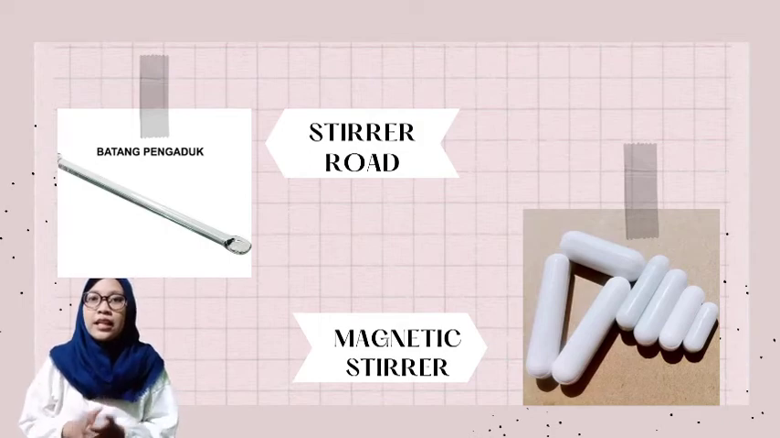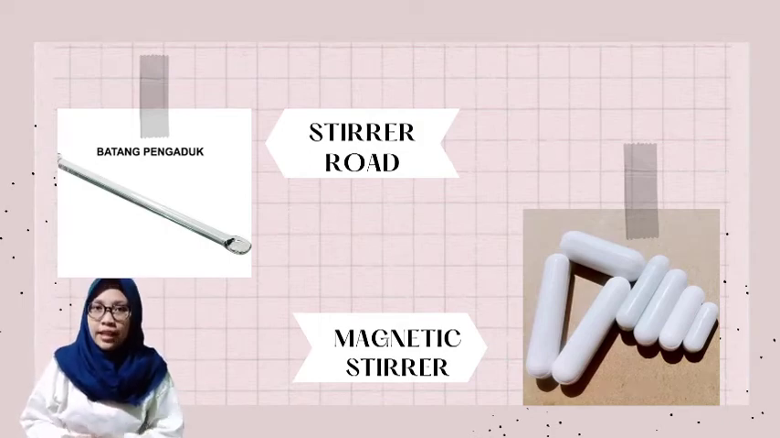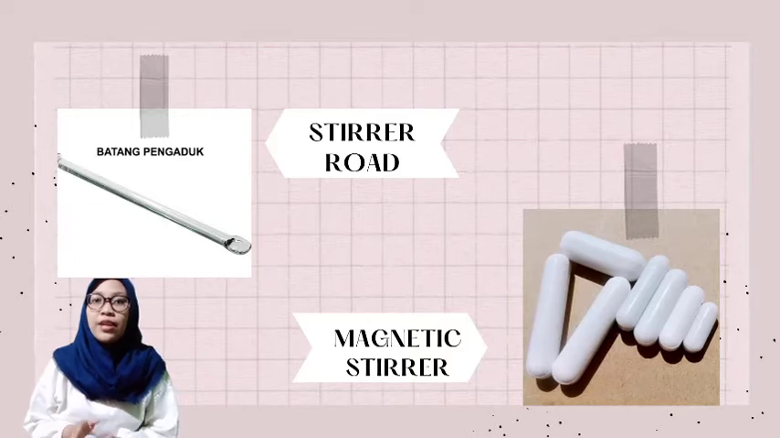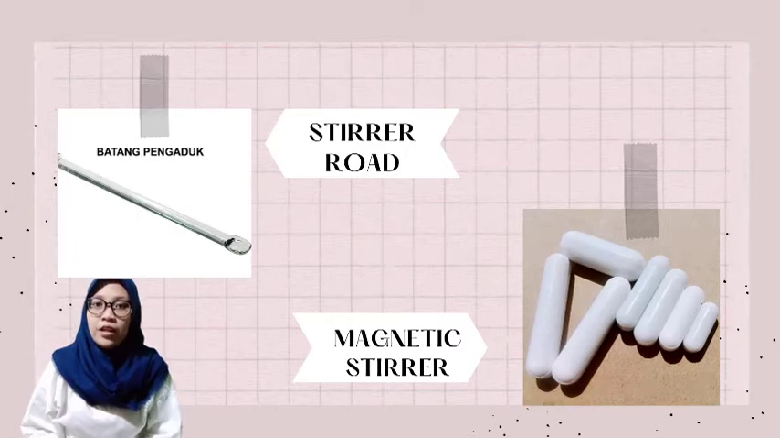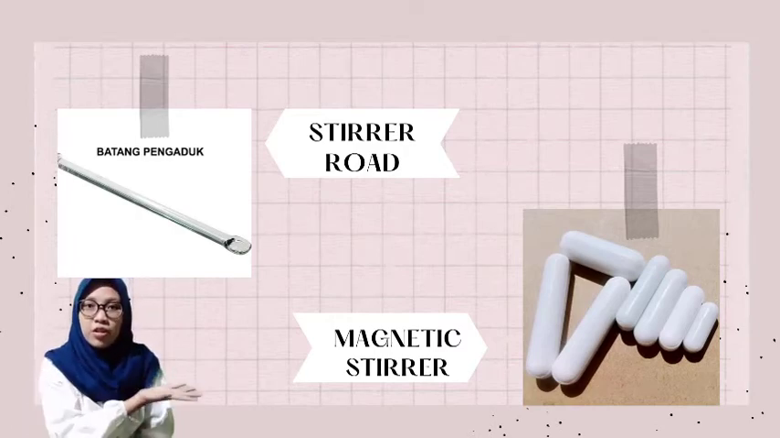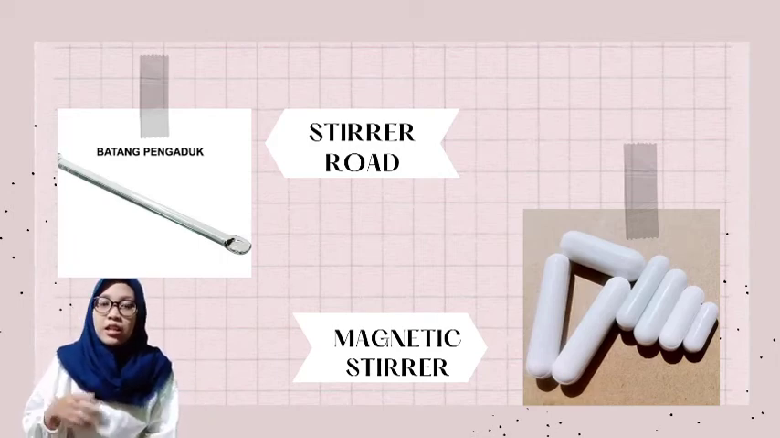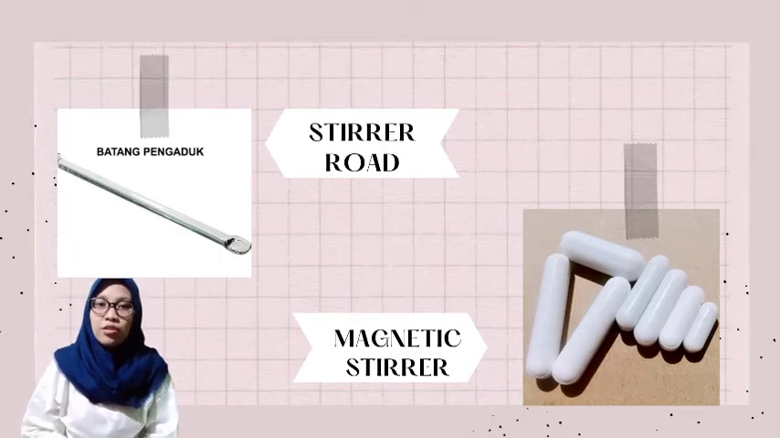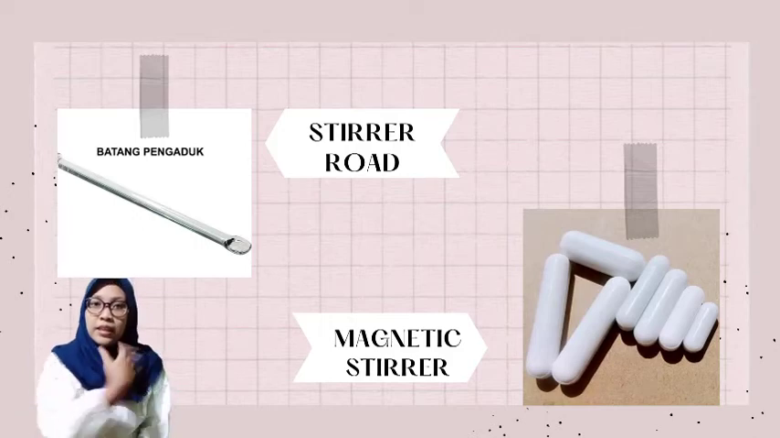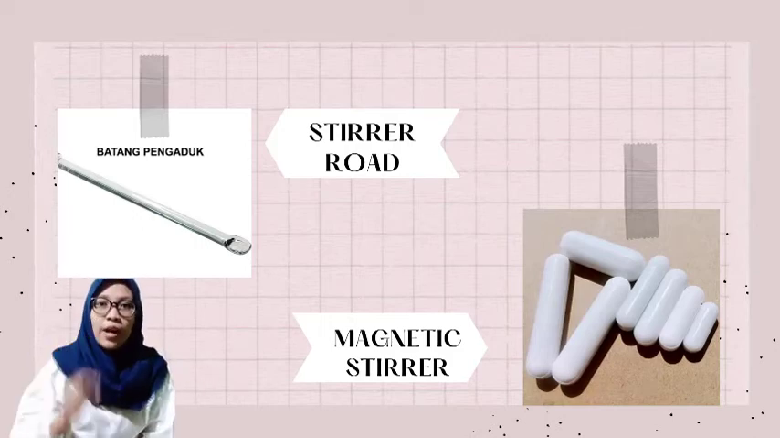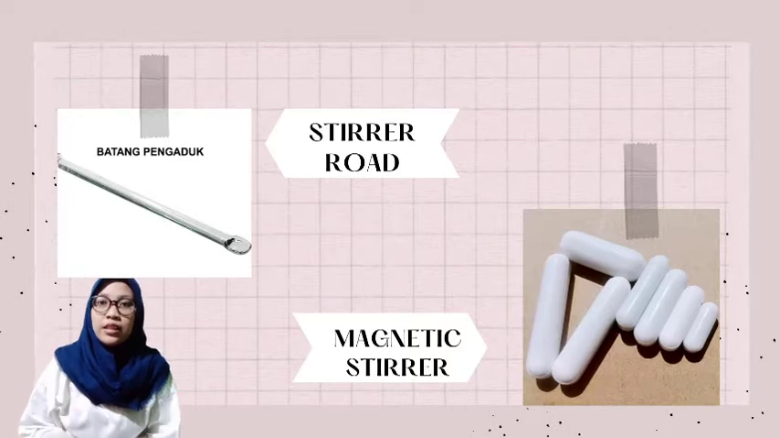Next is the stirring rod and magnetic stirrer. The function of both is actually the same, namely to stir the liquid in a beaker. However, they differ in shape. The stirring rod is a long cylinder made of glass or chemical-resistant plastic used to stir the solution by hand. A magnetic stirrer is a small white plastic-coated magnet used in conjunction with a plate stirrer.